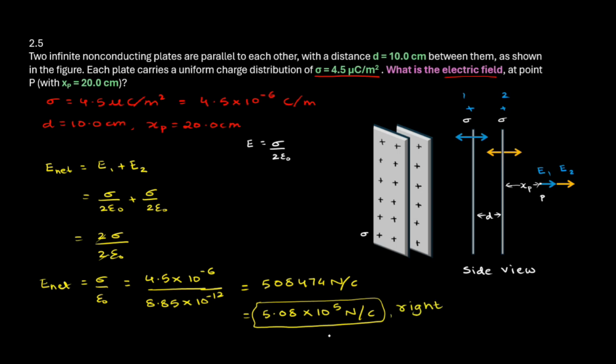And you can also rewrite this expression in vector form. We write E net equals 5.08 times 10 to the power 5 x cap newton per coulomb.